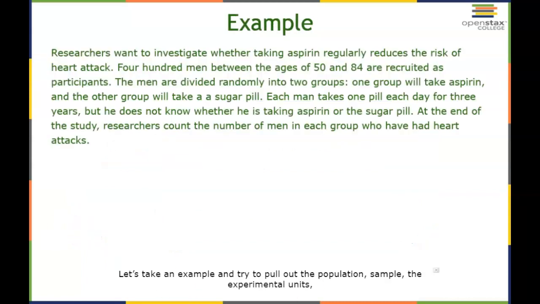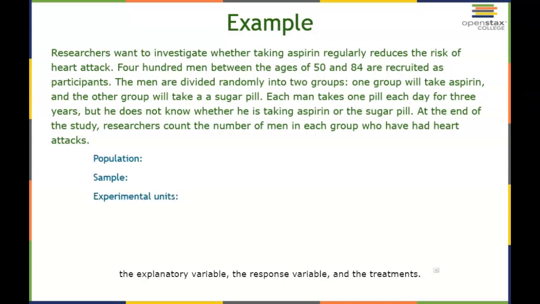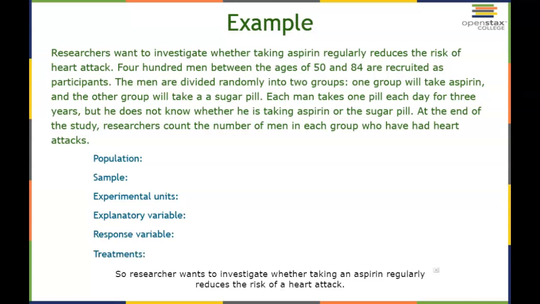Let's take an example and try and pull out the population, the sample, the experimental units, the explanatory variable, the response variable, and the treatments. So a researcher wants to investigate whether taking an aspirin regularly reduces the risk of a heart attack. 400 men between the ages of 50 and 84 are recruited as participants. The men are divided randomly into two groups. One group will take aspirin, and the other group will take a sugar pill.